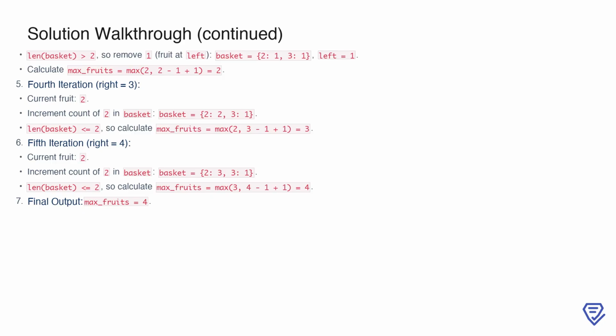At index 3, the current fruit is 2. We increase its count in the basket, resulting in {2: 2, 3: 1}. The basket contains two types of fruits, so we calculate the maximum as max(2, 3 - 1 + 1), which equals 3. At index 4, the current fruit is 2 again. We increment its count in the basket to {2: 3, 3: 1}. Since the basket remains valid with two types of fruits, we calculate the maximum as max(3, 4 - 1 + 1), which equals 4. With no more fruits to process, the final output for this example is 4.